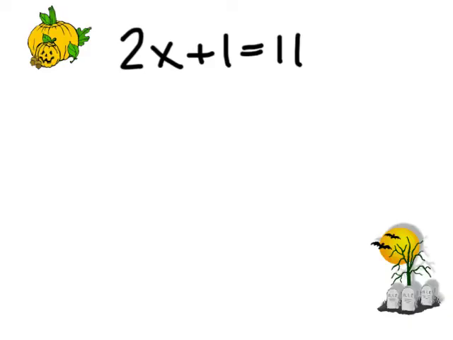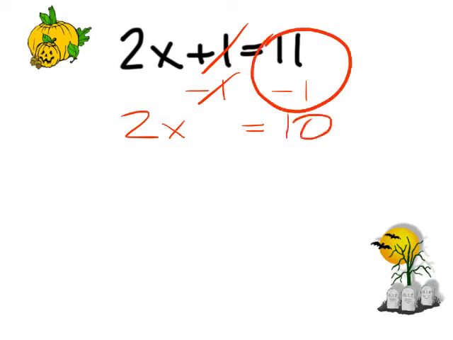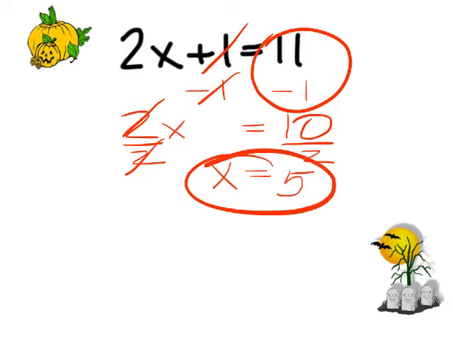Example number 1. 2x plus 1 equals 11. Step number 1 is to subtract 1 from both sides. You're adding 1 on the left, so subtract 1 from both sides. These cancel out. 11 minus 1 is 10. Now divide both sides by 2 because you're multiplying the x by 2. These cancel out to 1, and on the right you have 10 divided by 2, which is 5.